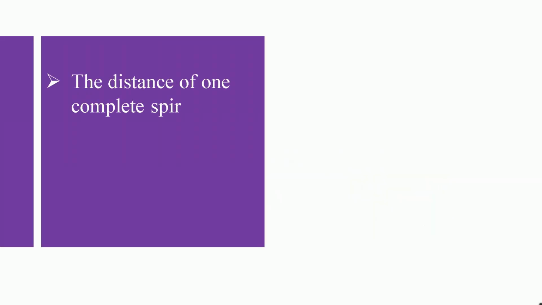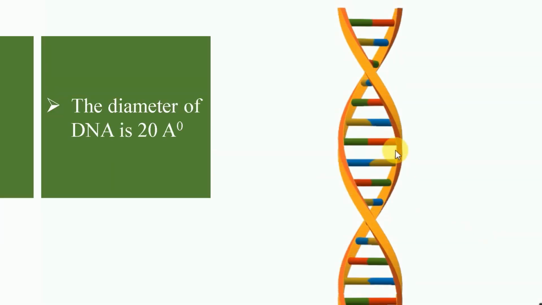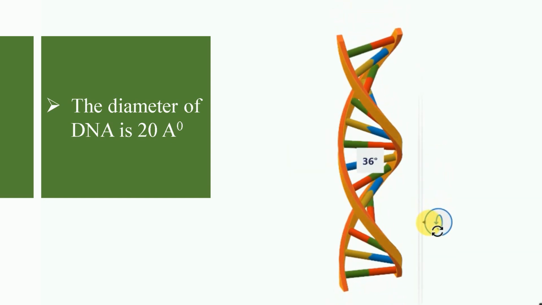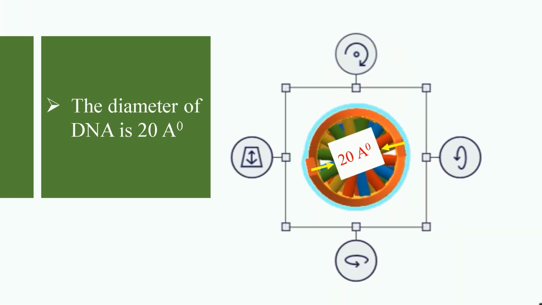Now, talking about the dimensions of the DNA, the distance of one complete spiral of the DNA molecule is 34 angstrom, whereas the distance between two nitrogen base pairs is 3.4 angstrom. The diameter of the DNA molecule is 20 angstrom. That is, the distance between the two strands of the DNA molecule is around 20 angstrom, which is also shown in this diagram. You can see the distance between this and this strand is 20 angstrom.